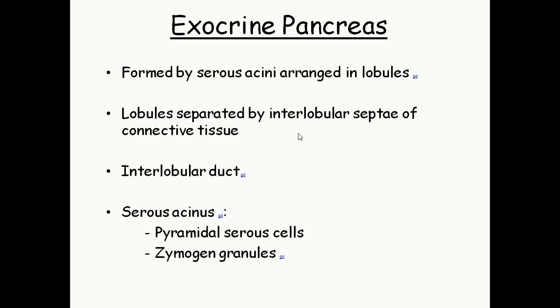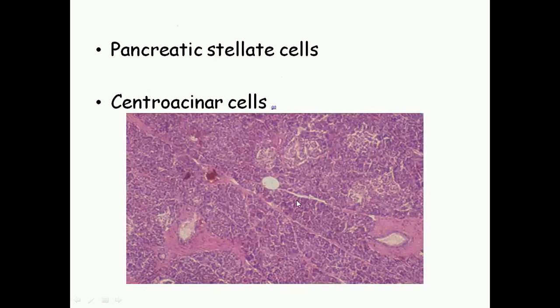Exocrine: it is formed by serous acini arranged in lobules, and the lobules are separated by interlobar septa in the connective tissue. The interlobar ducts drain the serous acini. The serous cells are pyramidal in shape with zymogen granules that secrete the secretions. This is the histological image of the exocrine part of the pancreas, which consists of serous acini with zymogen granules and the centroacinar cells, which are very clearly seen. They are the place where the serous exocrine secretion is there.